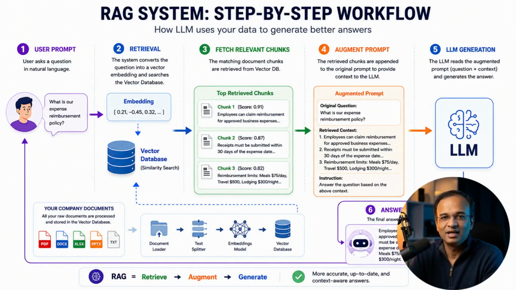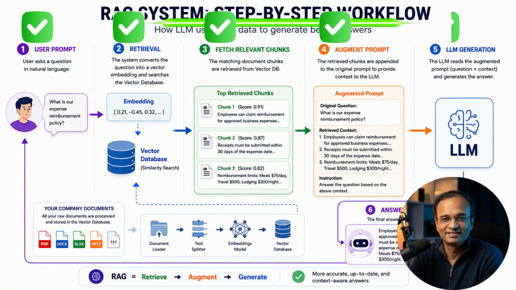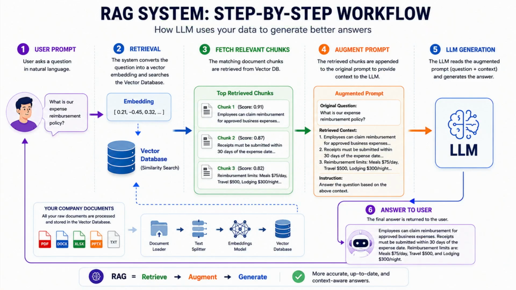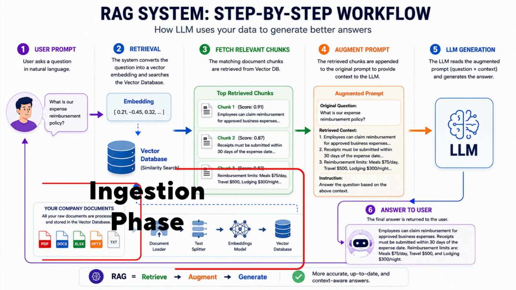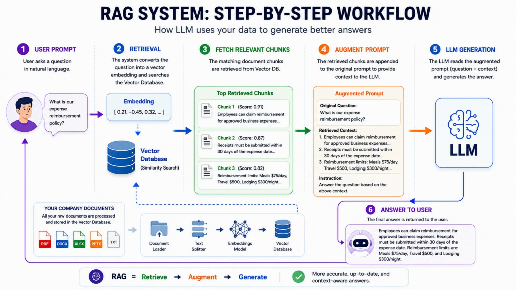Now let's understand the complete workflow of a RAG system. Although it looks complex, the entire process can be understood in just 6 simple steps. First, the document ingestion phase is completed by chunking the document and storing embeddings into the vector database. Now the query phase starts from step 1, user prompt. The process starts when a user asks a question in natural language. For example, what is our expense reimbursement policy? At this point, the LLM doesn't know the answer because it doesn't have access to your company's documents.